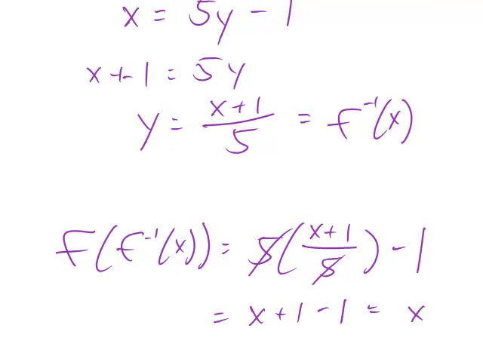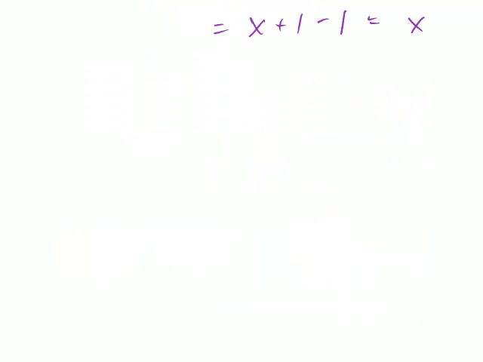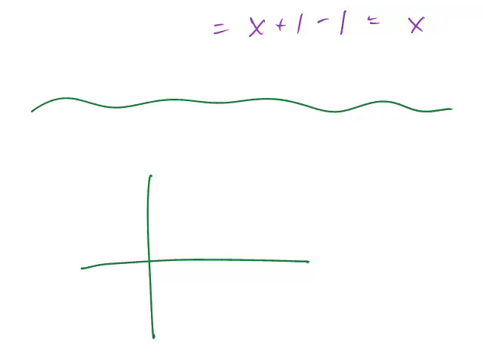So the other thing is, graphically, if we had the graph of a function like this one, so y equals f of x, with the x and y axes, how do we find the graph of f inverse? And it's actually really easy, because remember that you're switching the x and the y.